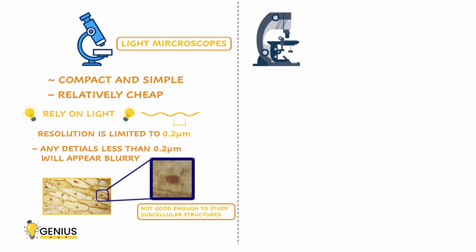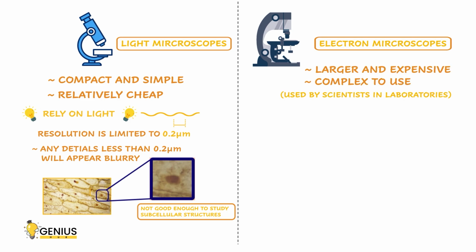On the other hand, electron microscopes are much larger, expensive, and complex to use, making them primarily used by scientists in laboratory settings. Their main advantage is that they use electrons instead of light. And electrons have a much smaller wavelength of 0.1 nanometers. As a result, their maximum resolution is also 0.1 nanometers.